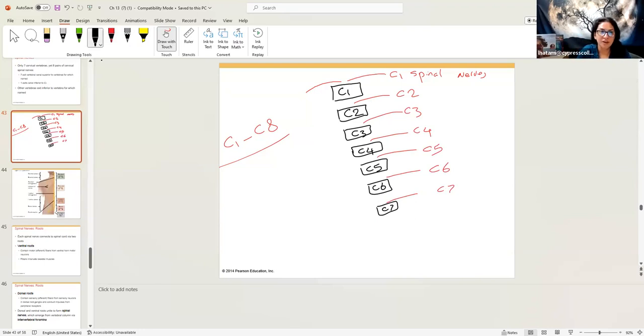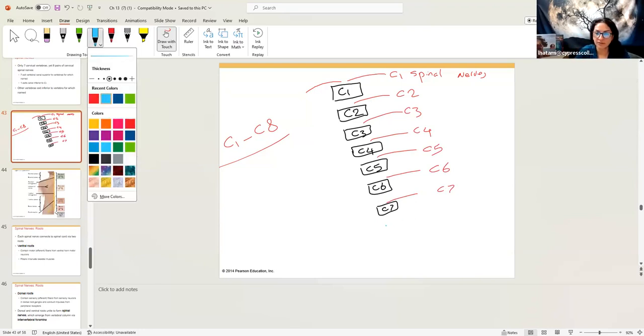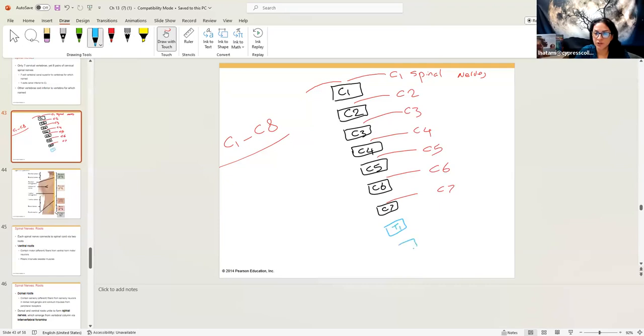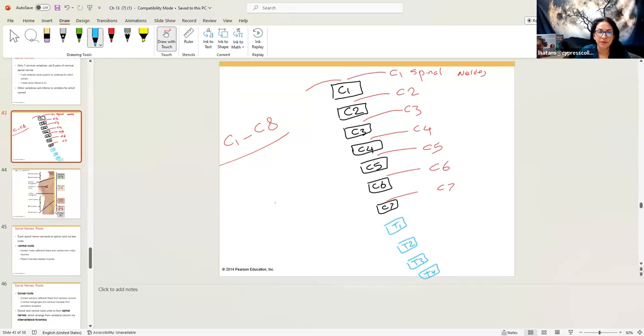But after C7, we have the T1 vertebra, right? T2, T3, T4, and so on. Then look at this. C8 comes out below C7. T1 comes out below T1. T2 comes out below T2. Okay, so it means that except for C1 to C7, the other spinal nerves come out below the vertebrae with the same number. Okay.